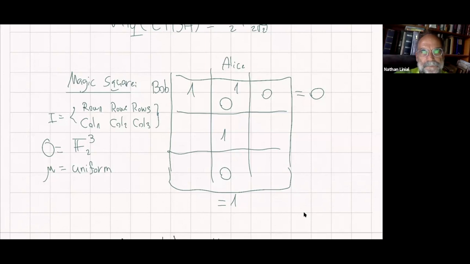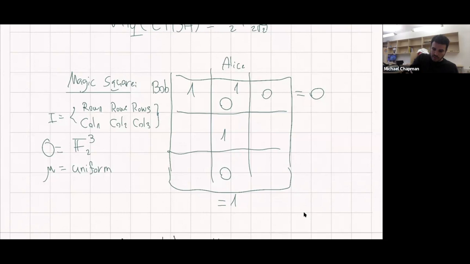Okay, great. So this is a losing condition because Alice and Bob are inconsistent. But if Bob had answered instead 101, we can see that the conditions are now satisfied. The sum of the row is 0, the sum of the column is 1, and now they both answered 0 to the common entry that they needed to fill.